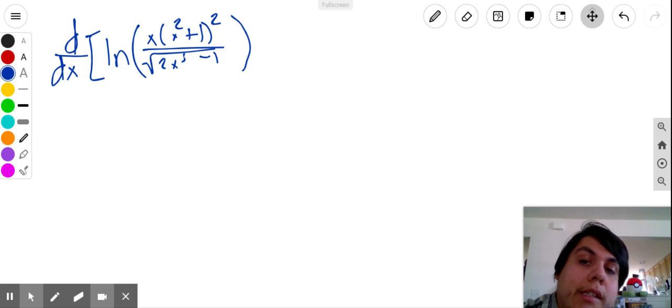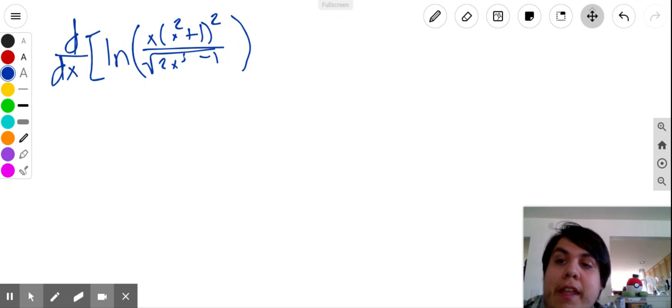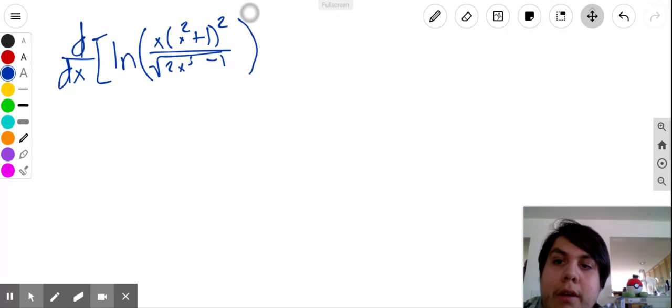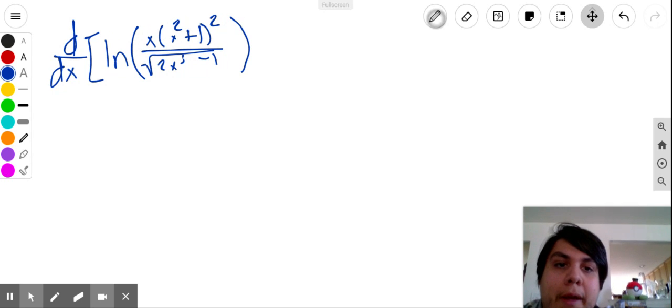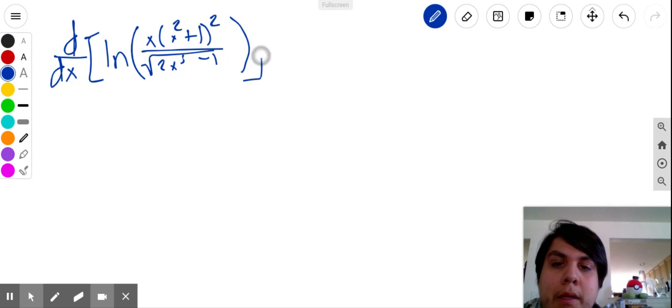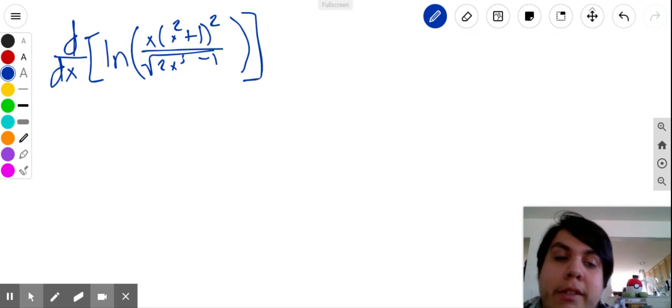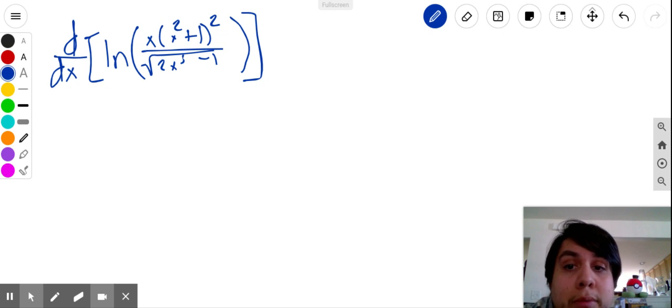Hey guys, we're going to talk about finding the derivative of a natural log and how hard or easy it could be depending on your approach. As you see here, I'm asking you to take the derivative of the natural log of x times (x squared plus 1) squared, all of that divided by the square root of 2x cubed minus 1.